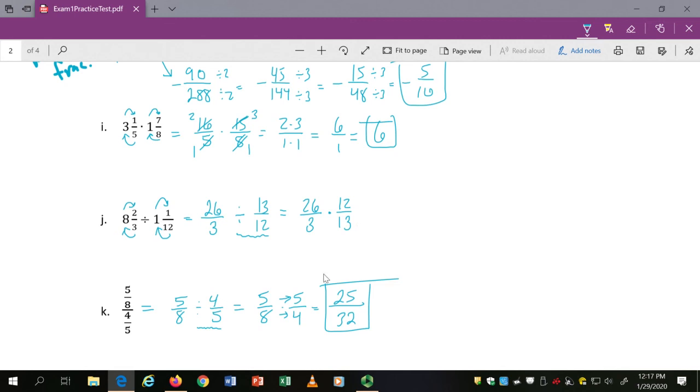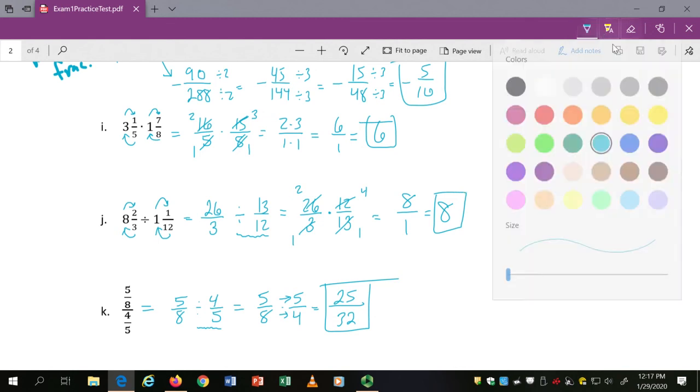If you can simplify, though, like this one simplifies, because 3 and 12 are both divisible by 3. 3 divided by 3 is 1. 12 divided by 3 is 4. And 26 is actually divisible by 13. 26 divided by 13 is 2. 13 divided by 13 is 1. And so you're actually just left with 8 over 1, which is just 8.